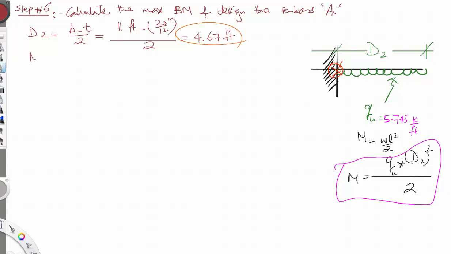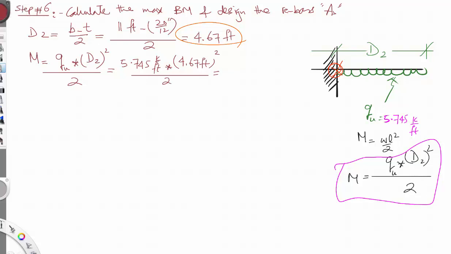Now the Mu is equal to Qu multiplied by D2 squared divided by 2, so Qu is equal to 5.745 kip per foot multiplied by D2 is equal to 4.67 feet squared divided by 2, so I'll get a value of 62.64, that is kip foot. This is the bending moment.